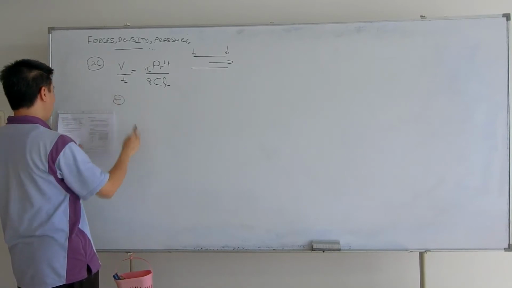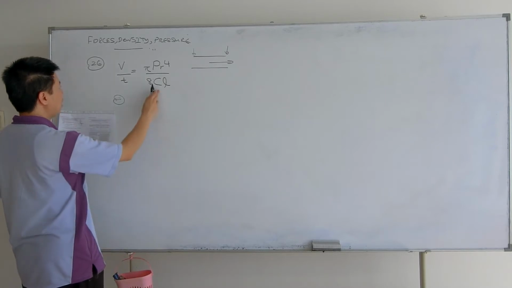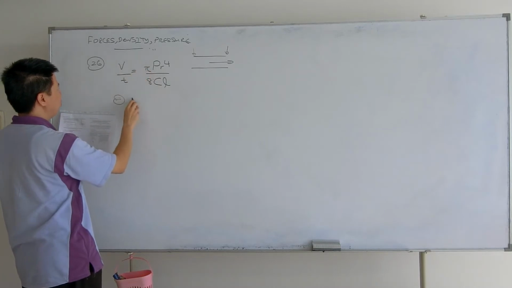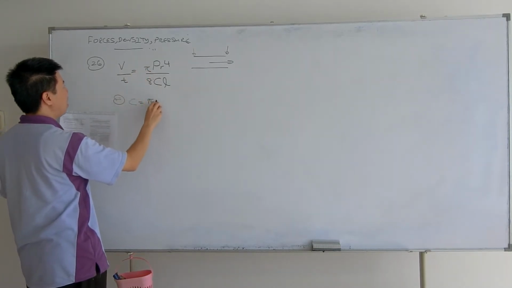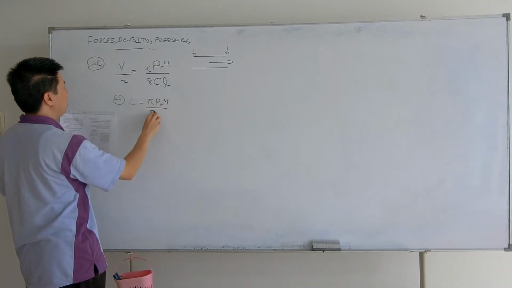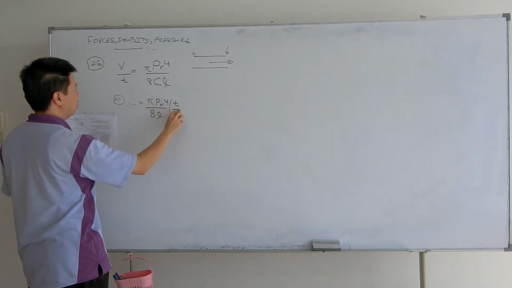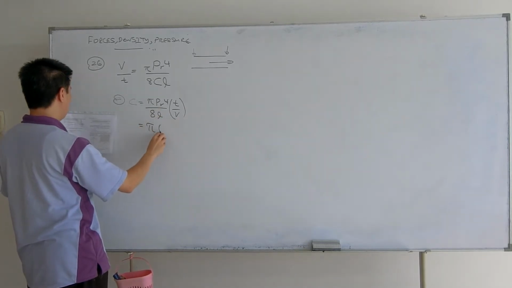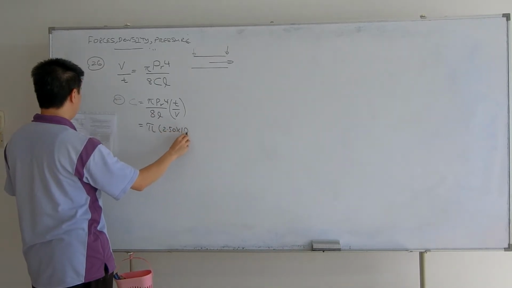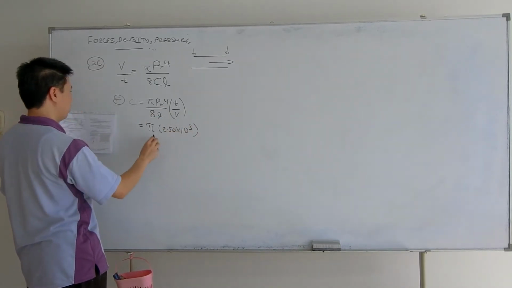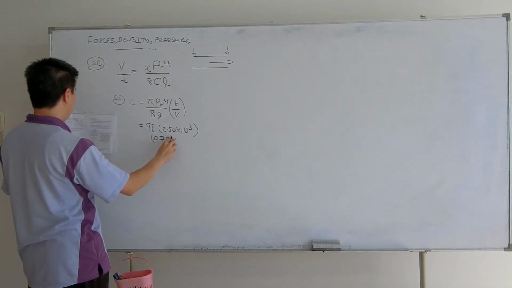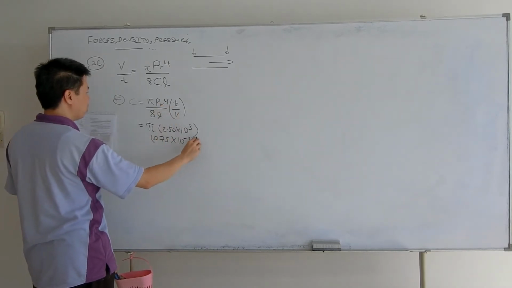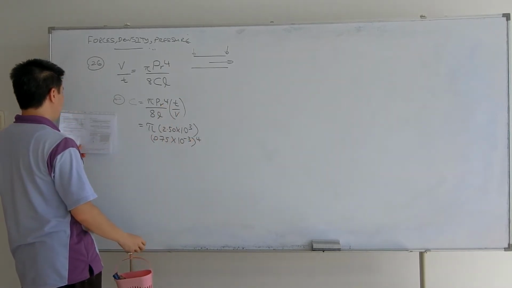A: calculate the value of C. Let's make C the subject, so let's just flip these two, and you get C equal to pi P R^4 over 8L, with t over V. Pi is given already. P is given to be 2.50 times 10 to the 3. R is given to be 0.75, but it's in millimeters, so times 10 to the minus 3, and careful, you need to raise this to the power of 4.